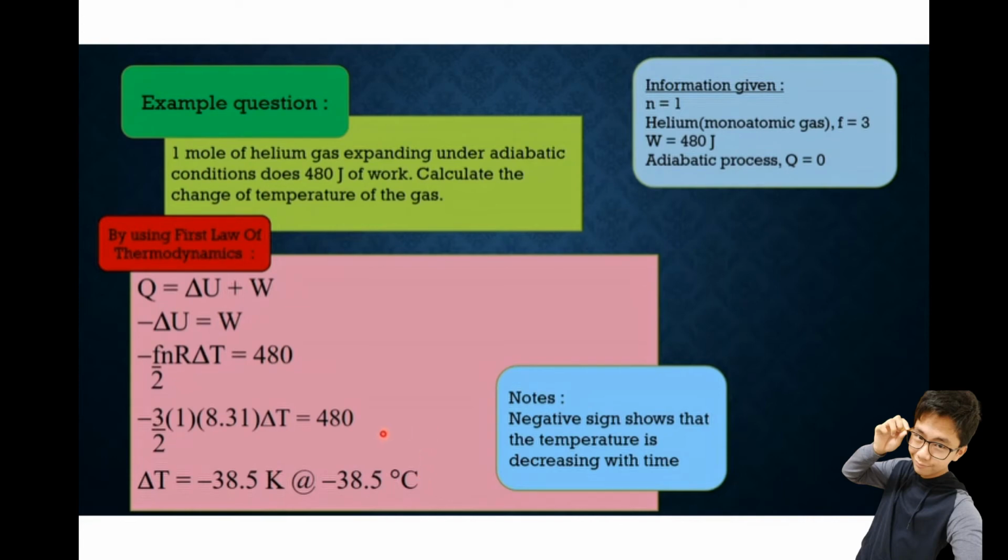Take note that from the question, it is not stated that the unit of temperature is Kelvin or Celsius, so both answers are accepted. Okay, notes over here. A negative sign for the answer shows that the temperature is decreasing with time.